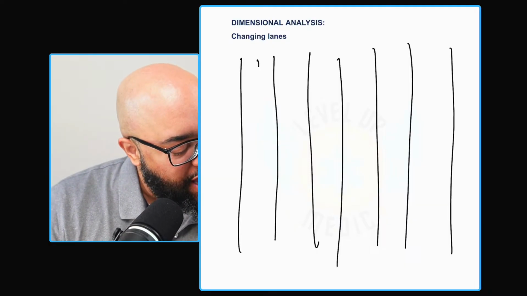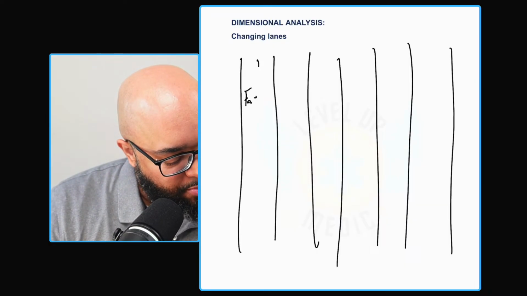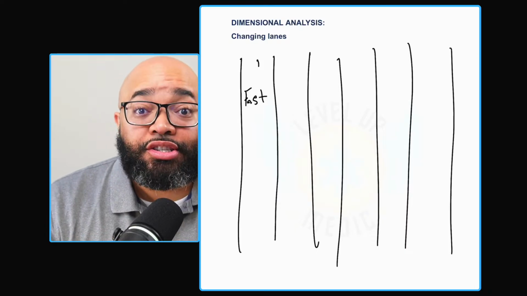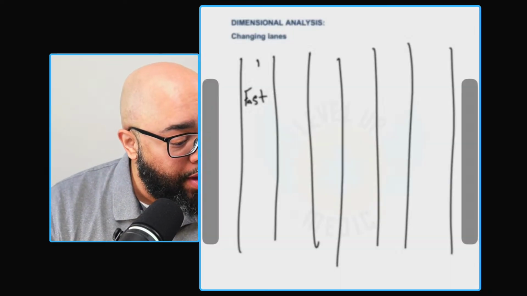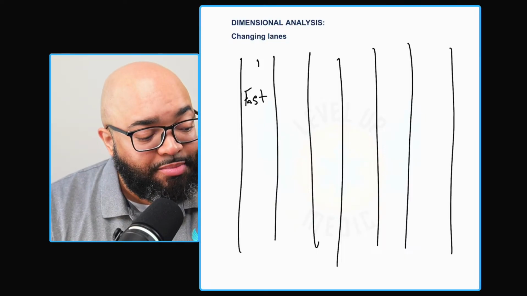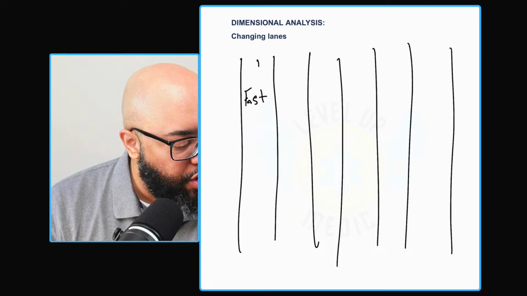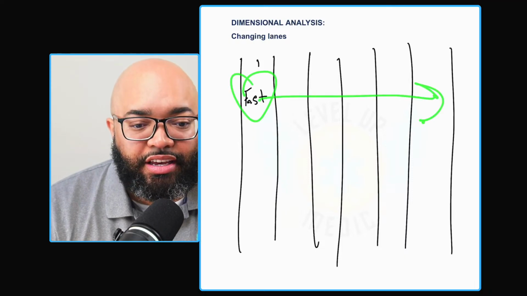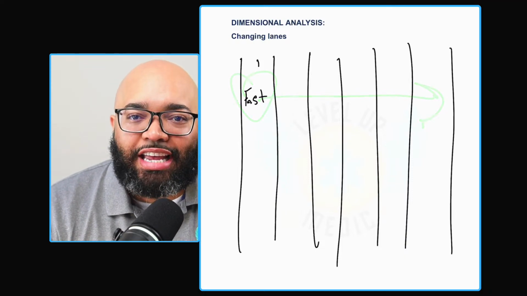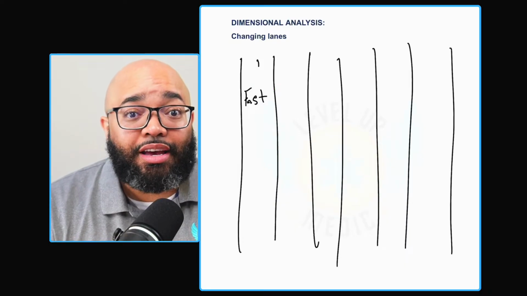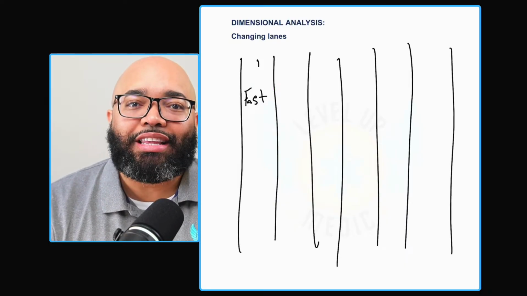So let's say you're over here in the fast lane, in the express lane. But suddenly you realize, oh man, I've got to hurry up and exit because my exit is over here. Well, would you just go from here immediately to here? Would you just change that many lanes that quickly? Hopefully not, because that could be really dangerous.